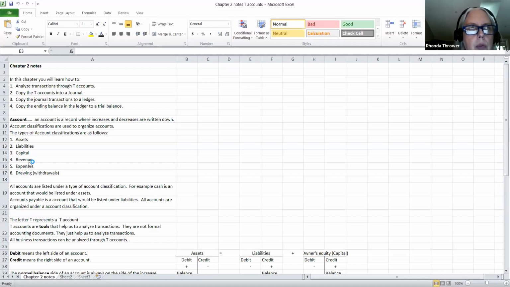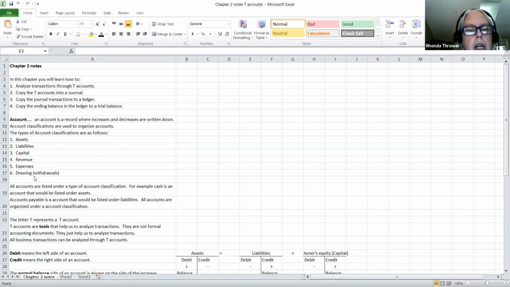If you'll remember from Chapter 1, we said that revenue was the work that we're going to be doing in our business, and that work or revenue can have different names associated with it. Sometimes we'll see fees earned as a revenue account. Under your expenses, you're going to find things like supplies expense, advertising expense, miscellaneous expense, rent expense. All of those are different types of expenses and would be found under the expense account classification.